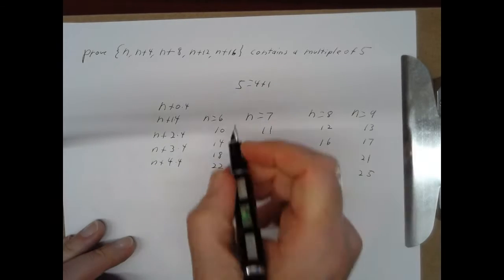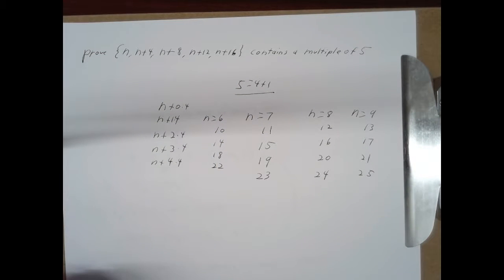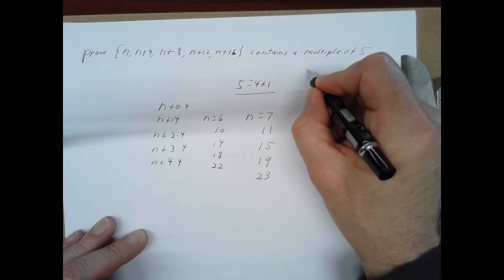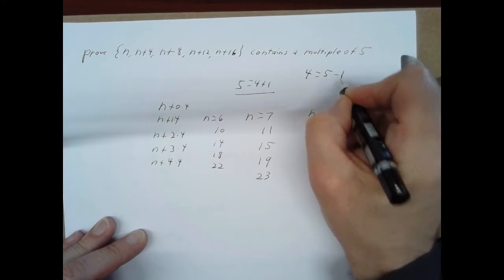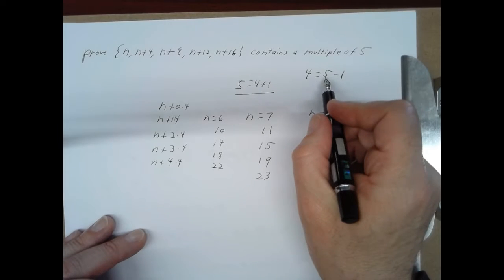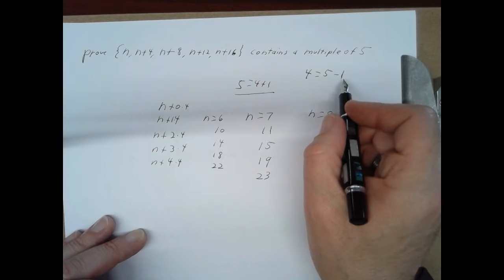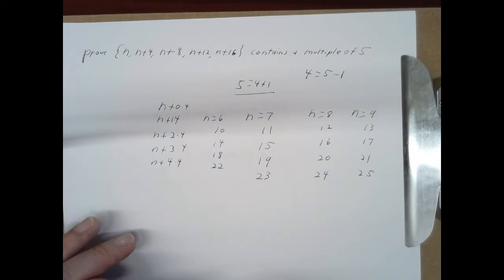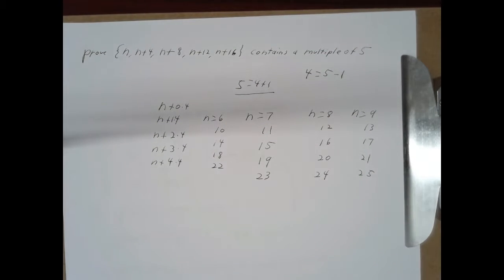So yeah, there's something about this. There's something about going up by 4s. How about this? So each time we go up by 4, we go up by 5 and we take away 1. The next time we'll go up by 10 but take away 2. The next one will go up by 15 but take away 3, and so on. So the intuition is there.